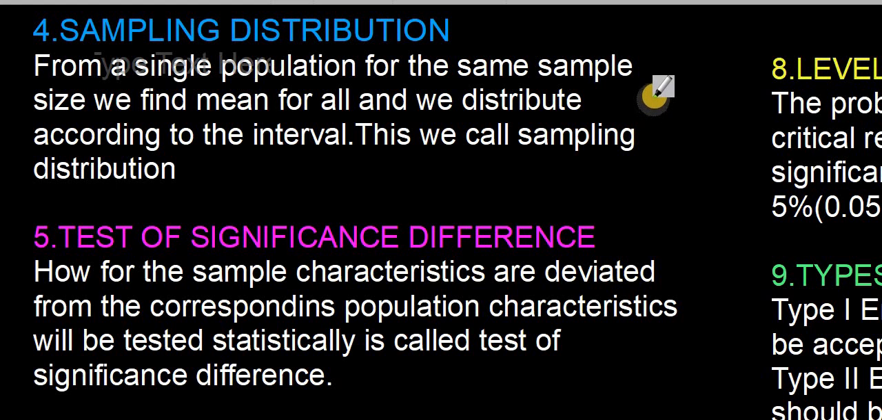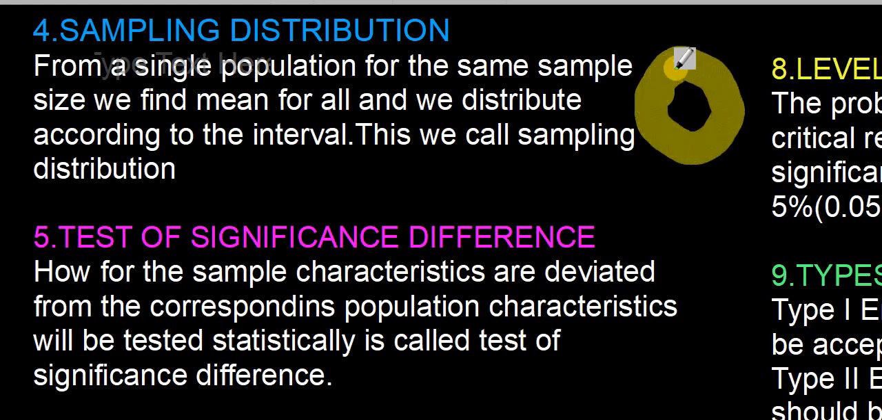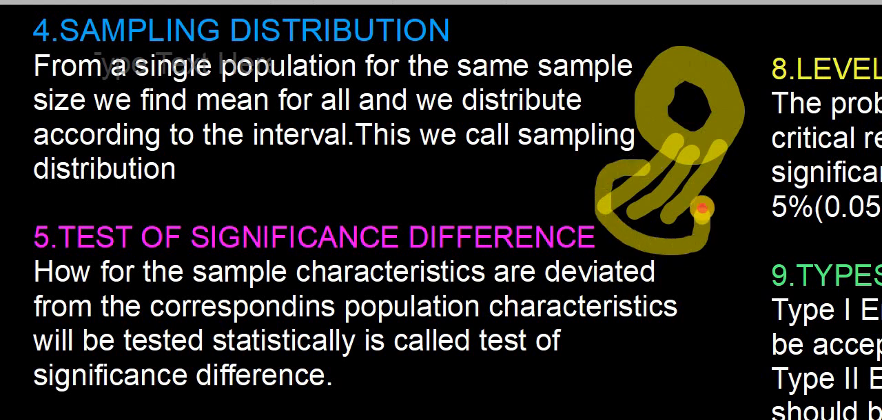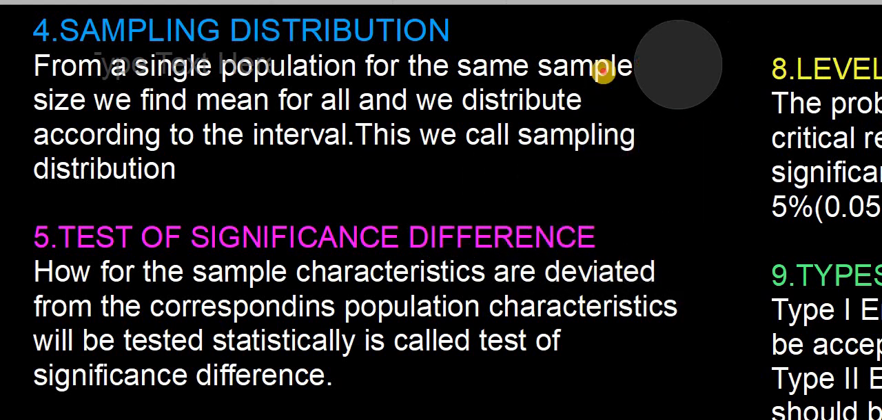Now suppose this is a big population. From that I am taking small samples, and these samples have different means. We cannot say that the first sample, second sample, third sample have the same mean. Am I correct? So we are distributing these means according to the interval. The distribution of these means according to the interval we call the sampling distribution.